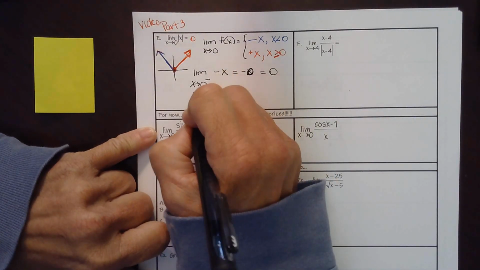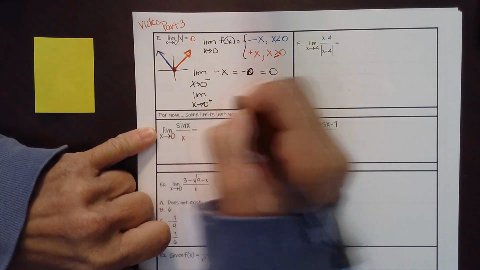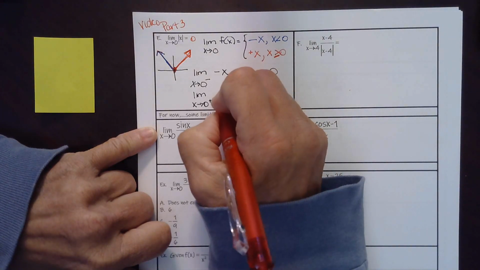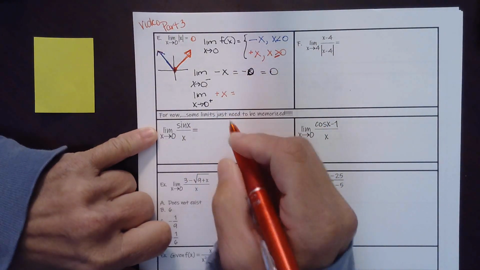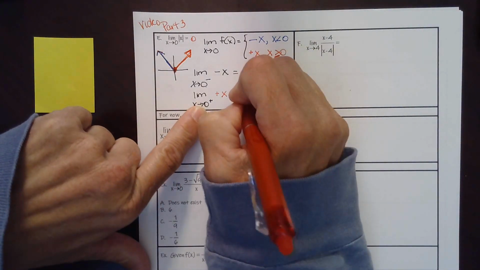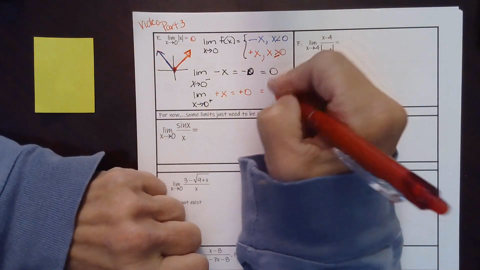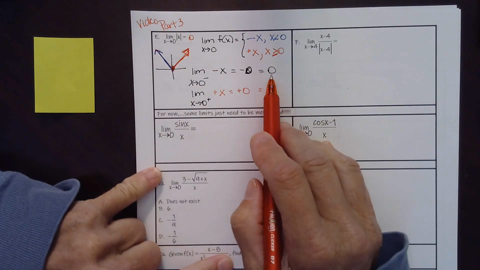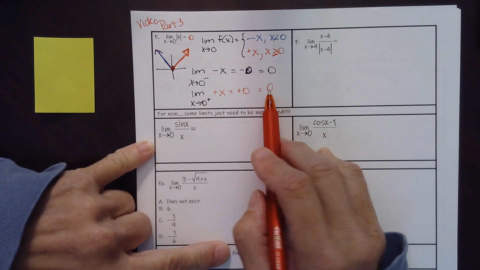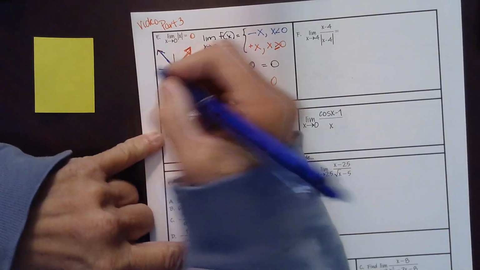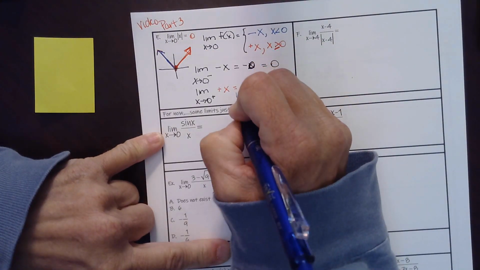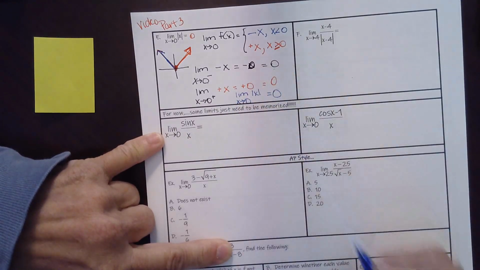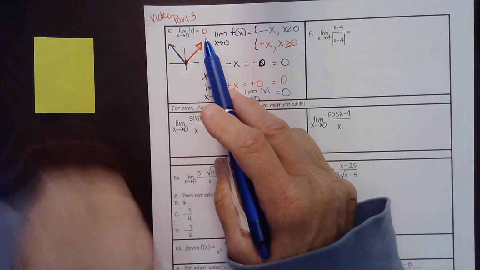If we want to find the limit as x approaches 0 from the right, that would be for the red piece. And the red piece is defined as positive x, and if I substitute 0 for this x, I get plus 0. And the nice thing about 0 is that it's neither positive or negative. So the left-hand limit is 0, the right-hand limit is 0. So the limit of the absolute value of x as x approaches 0 is equal to 0. And that's what we said from the very beginning.